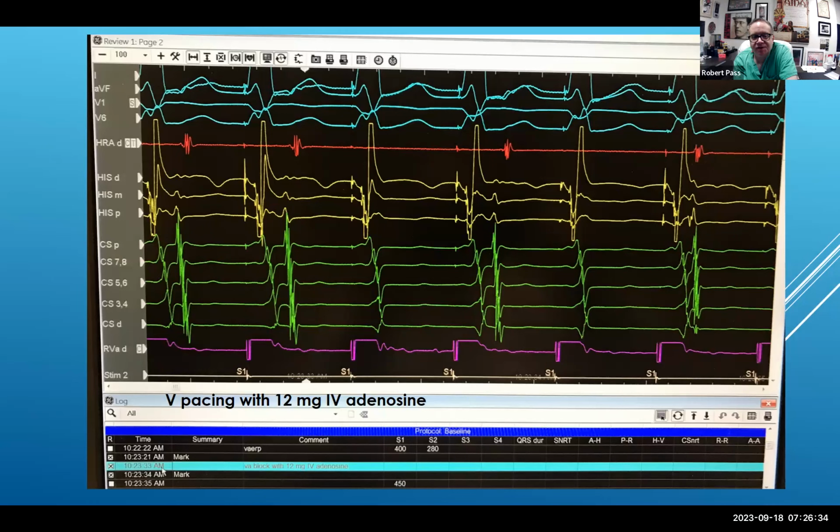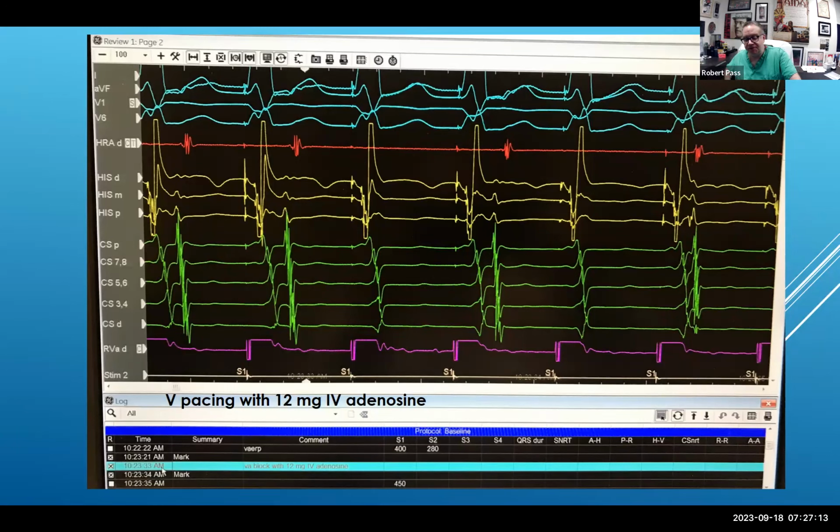So let me ask you something. This patient clearly has WPW, right? We have a pathway. Does this surprise you that we have VA block with V pacing and adenosine? A little bit, because I didn't think that we would expect the adenosine to affect the accessory pathway. That's exactly right. It's actually quite surprising, right? Most accessory pathways are adenosine insensitive. But this particular pathway, that is not the case. This pathway actually can block with adenosine retrograde.